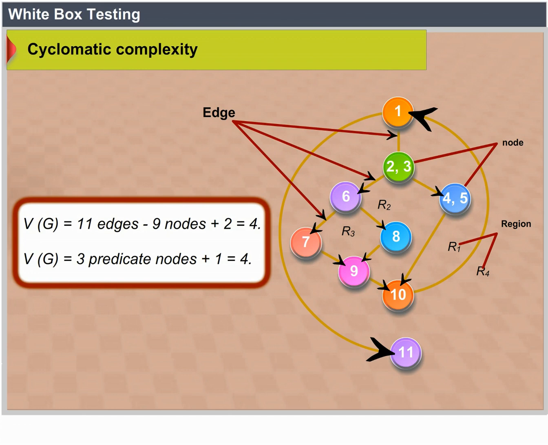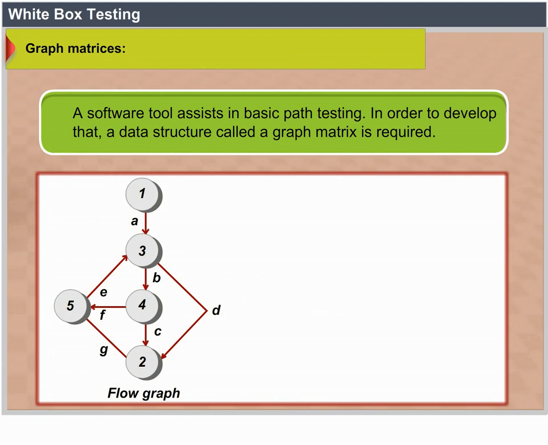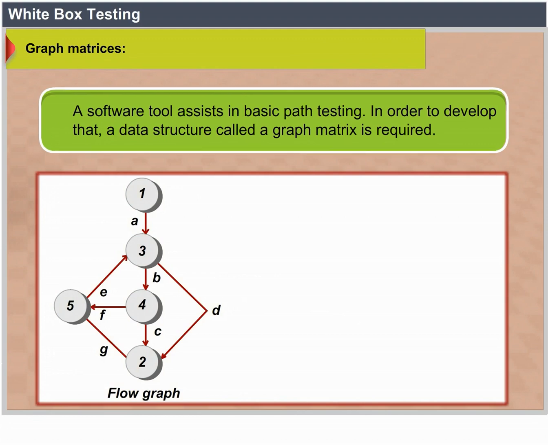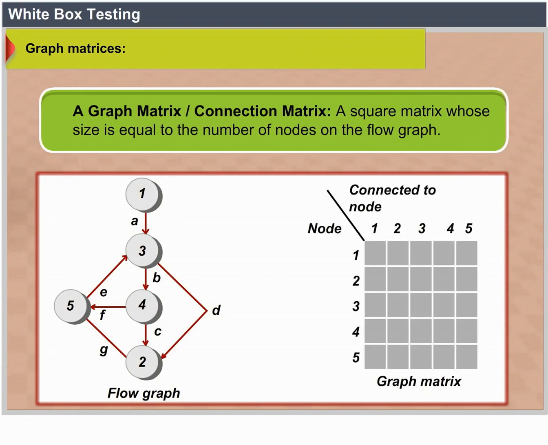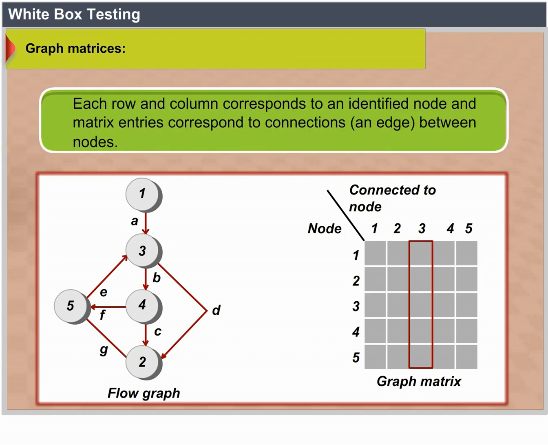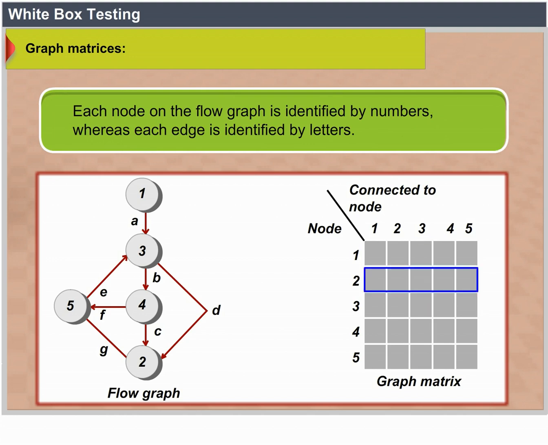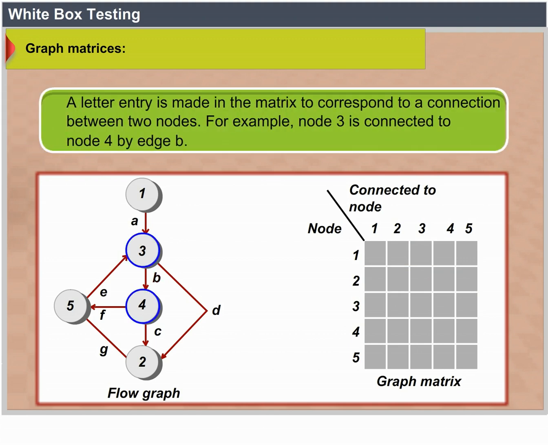Graph matrices. To develop a software tool that assists in basis path testing, a data structure called a graph matrix is used. A graph matrix, or connection matrix, is a square matrix whose size is equal to the number of nodes on the flow graph. Each row and column corresponds to an identified node, and matrix entries correspond to connections, an edge between nodes. Each node on the flow graph is identified by numbers, while each edge is identified by letters. A letter entry is made in the matrix to correspond to a connection between 2 nodes. For example, node 3 is connected to node 4 by edge B.